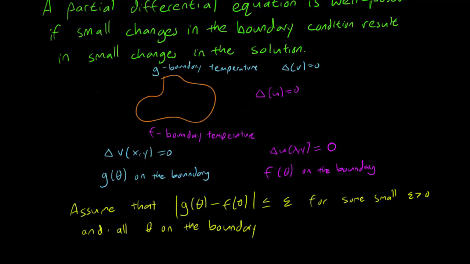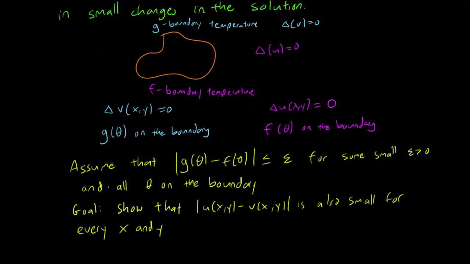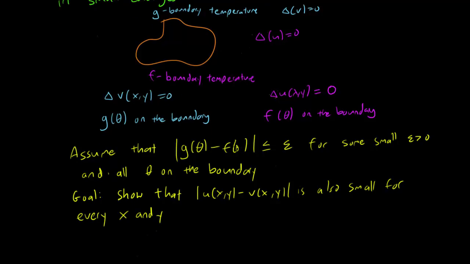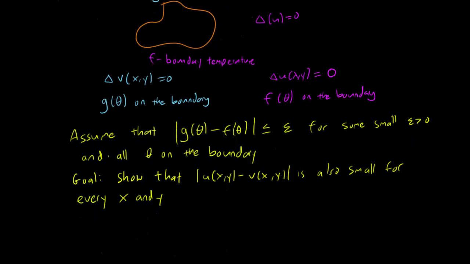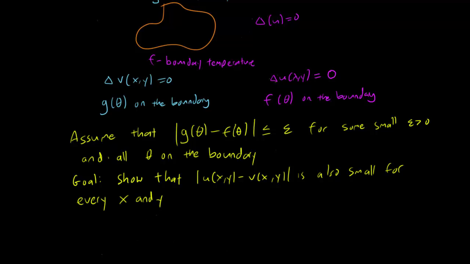Our goal is to show that U and V are also very close together. In other words, to show that the absolute value of U(x,y) minus V(x,y) is small in magnitude for every x and y on the surface. So just to clarify, the argument of f here is theta and not 0. Sorry for the bad handwriting there. So we want to show that U(x,y) minus V(x,y) is small, and we can define W as a function that's equal to U(x,y) minus V(x,y).